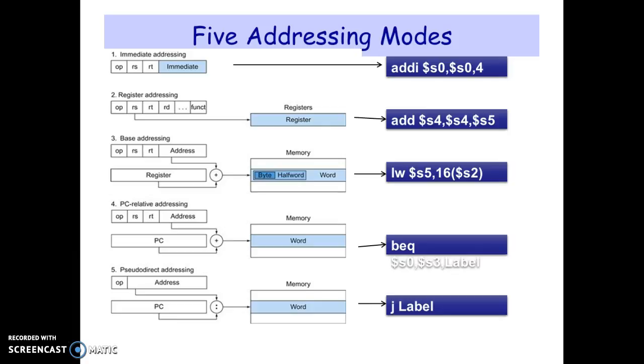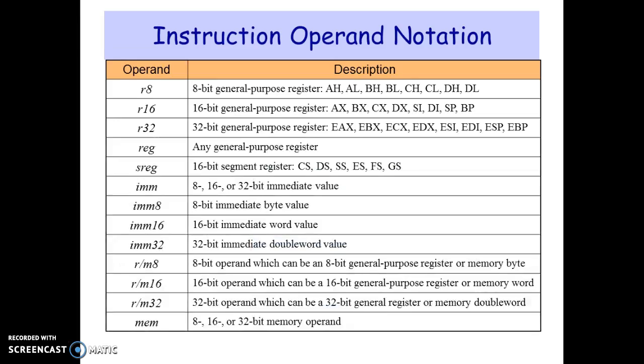The fourth one is PC relative addressing. Here the program counter value is added with the address and then the effective address is created. This effective address is used to store the data in memory. The fifth type is pseudo addressing. Here we are using the jump instruction. For the jump instruction, the address is calculated from the 16-bit address value given in the instruction plus the program counter.